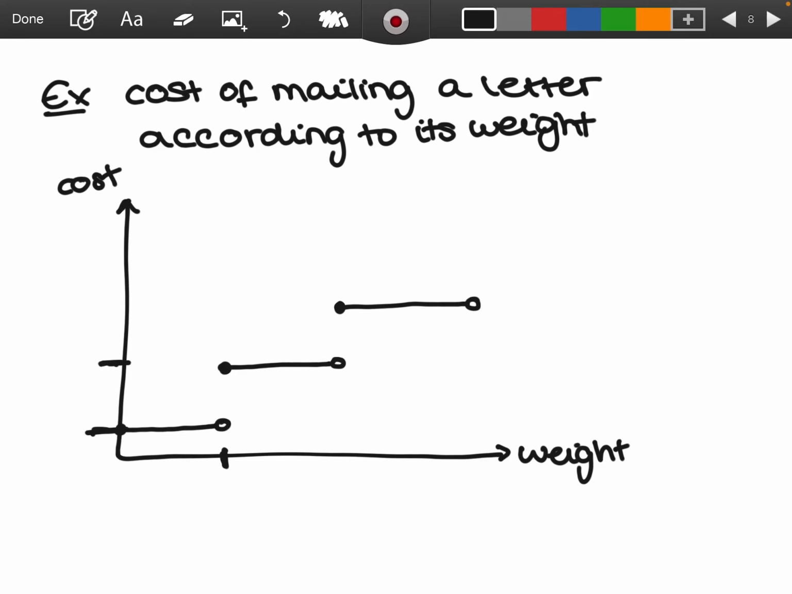So if you are undefined at a particular point on that line, you put an open circle. And then at the next point where you are defined, you put a closed circle. So that is why we do that.